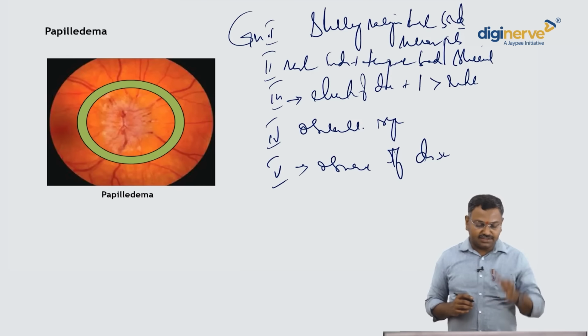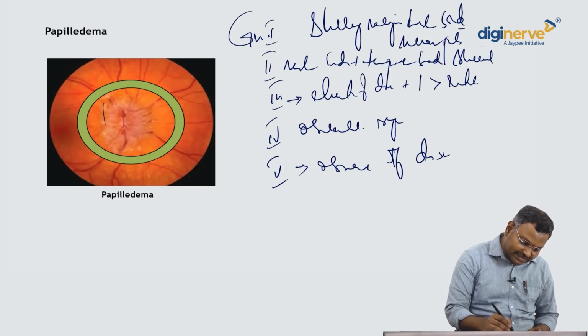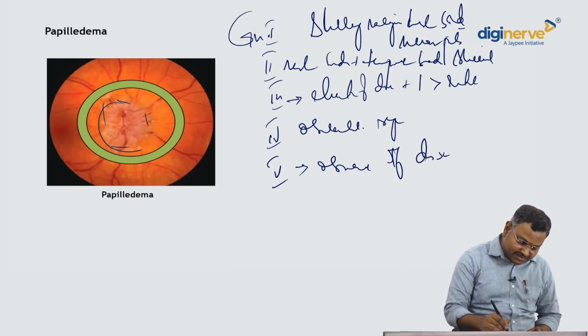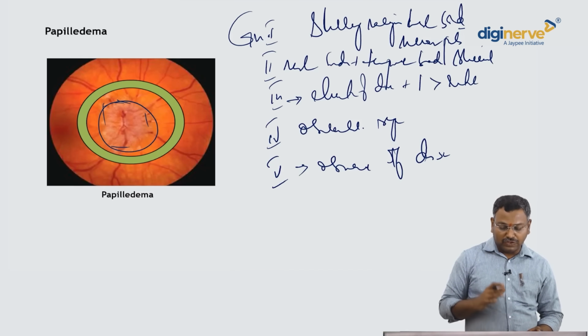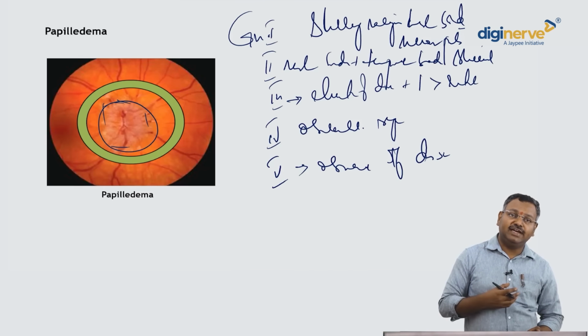Now if you see here, the complete disc is obliterated. All the retinal segments, you see 1, 2, 3, 4, are all blurred. The disc margin is not seen. This is how you get grade 5 papilledema. So again remember, even with grade 5 papilledema, you do not find any visual field defect.